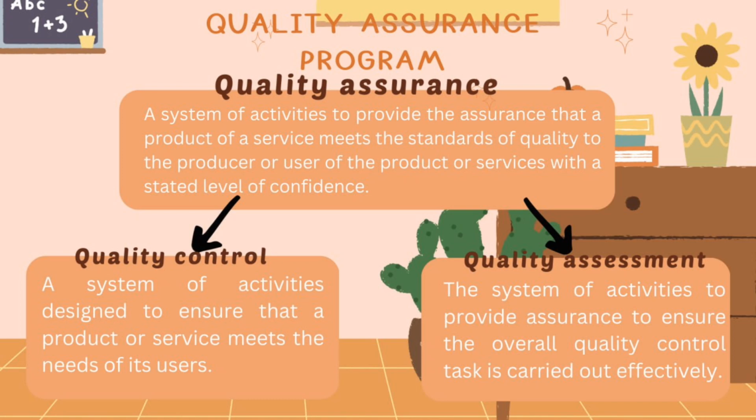Once this is formed, the specificity can be outlined, and any biases can usually be discovered and omitted or compensated for, resulting in the required data quality. Quality assessment is the system of activities to provide assurance to ensure the overall quality control task is carried out effectively. It includes a continuous evaluation of the products produced as well as the performance of the manufacturing system.